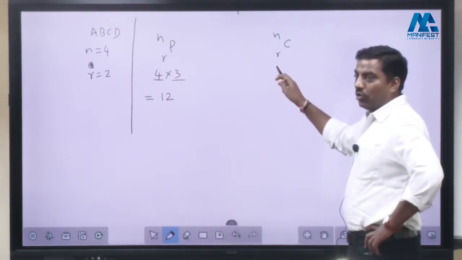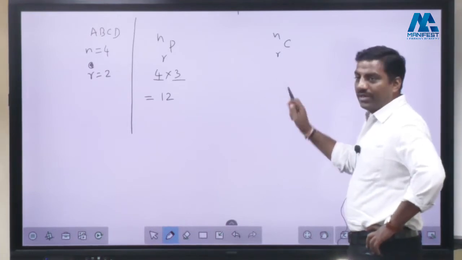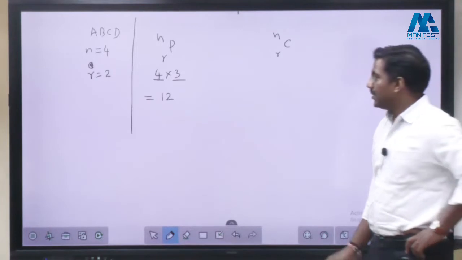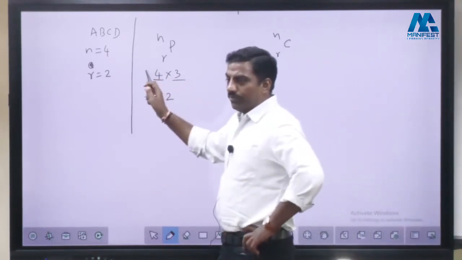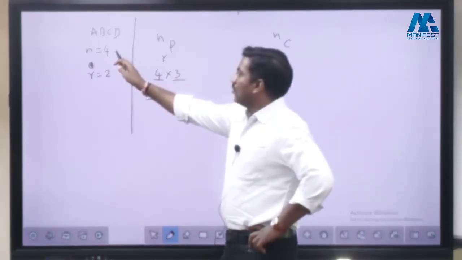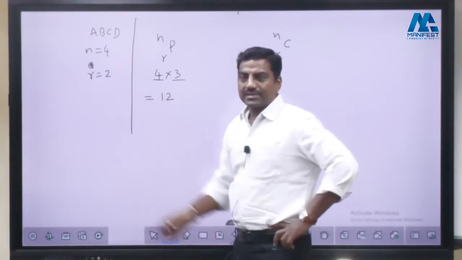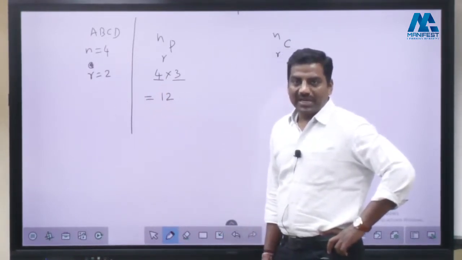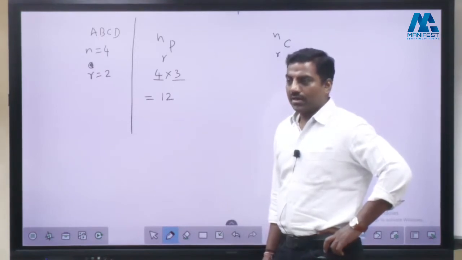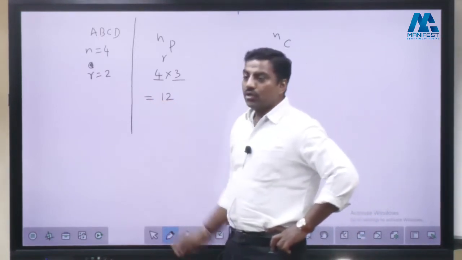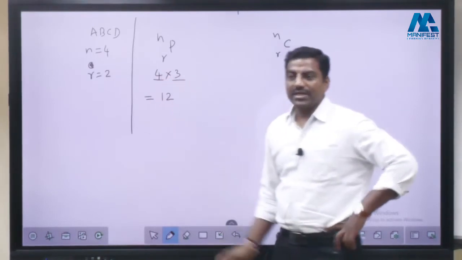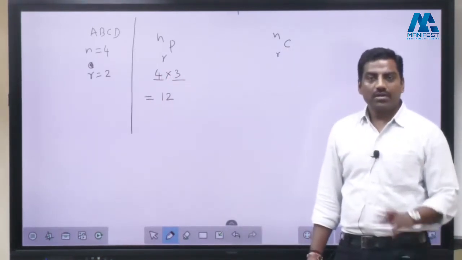You will go for that formula, no? 4 factorial divided by. So I'll show you a simple method. Here, what did we do? We had to start with 4 anyways. We started with 4 and started multiplying until 2 entities are done. First entity is 4, second entity is 3. Done. 4 into 3, 12.